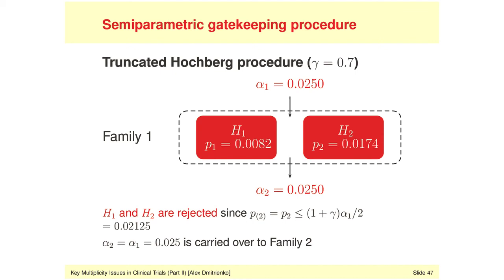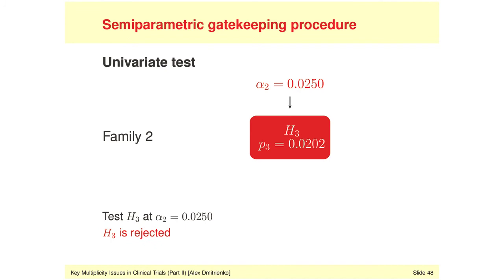We can now proceed to the secondary family, and we can also compute how much alpha can be carried over to that secondary family. Since there were no accepted hypotheses within the primary family, all of the alpha will be transferred to family 2. This full alpha level of 0.025 will now be applied to the only hypothesis in the secondary family, hypothesis H3, and it's quite easy to see that the p-value corresponding to this hypothesis, which is 0.0202, is significant at this level, and therefore the Hochberg-based gatekeeping procedure is going to reject not only all of the hypotheses in the primary family, but also the only hypothesis in the secondary family.